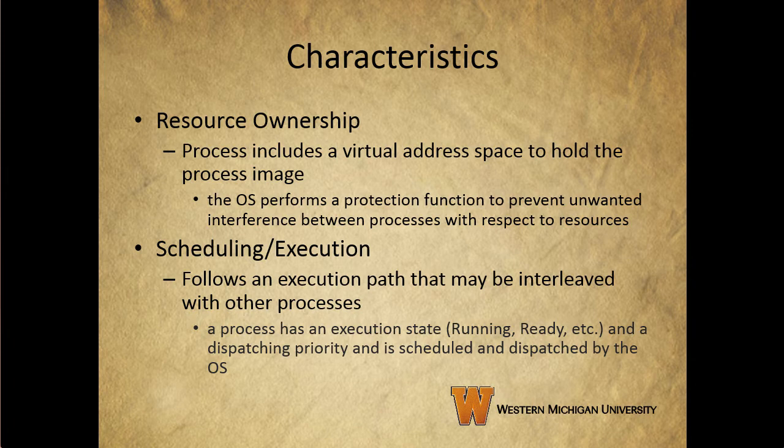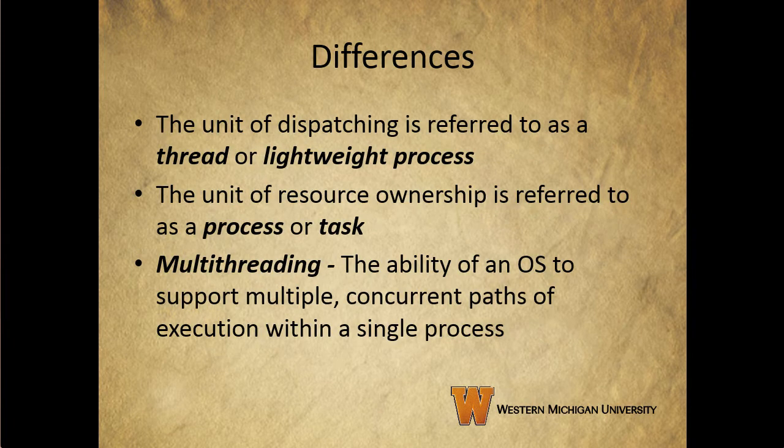Another characteristic of a process is the scheduling or execution. The process follows an execution path that might be interleaved with other processes. Now, from Chapter 3, this is where we took a look at the memory addresses that processes were accessing, and we have a dispatcher that can tell the process that, okay, you've timed out, so it's time to give another process an opportunity to run. That's where we have the interleaving. So a process has an execution state, running, ready, etc., and refer back to Chapter 3 to our 5-state process diagram for this, and a dispatching priority, and is scheduled and dispatched by the OS.